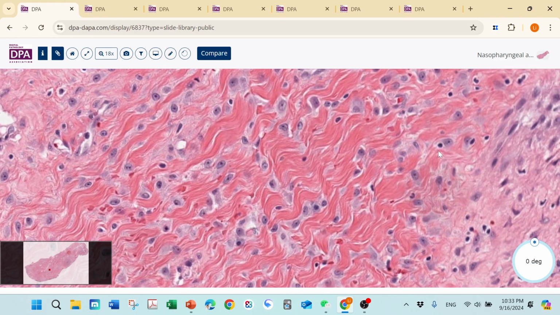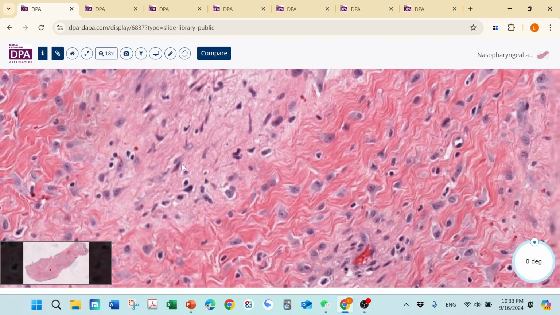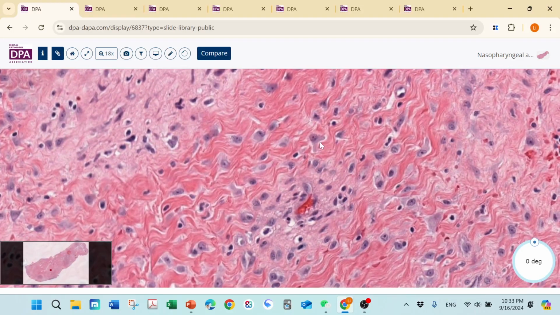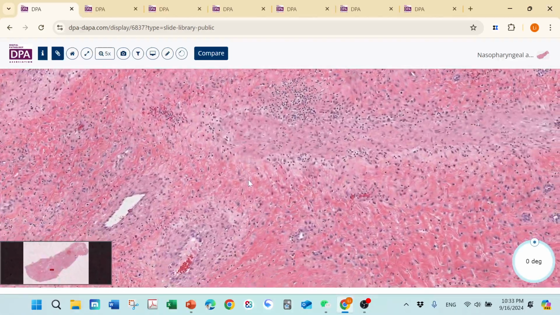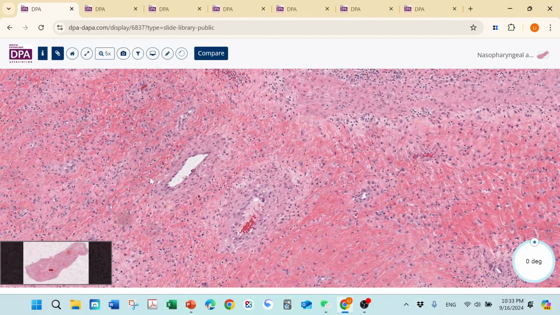Some cells have this stellate shape, a different kind of shape. Not all the cells look identical. See this stellate shape, but overall they are bland looking. So just two components: vessels and this sclerotic stroma.